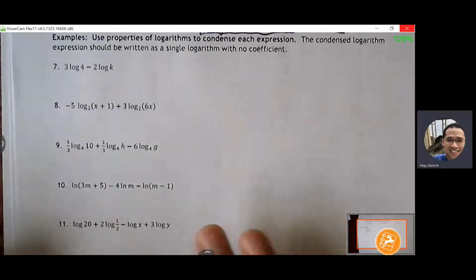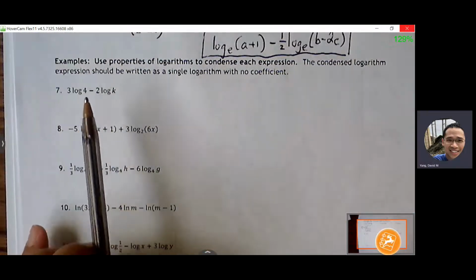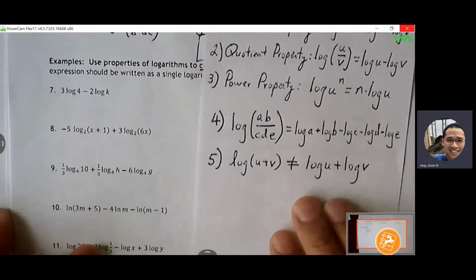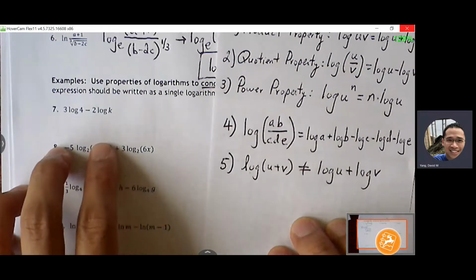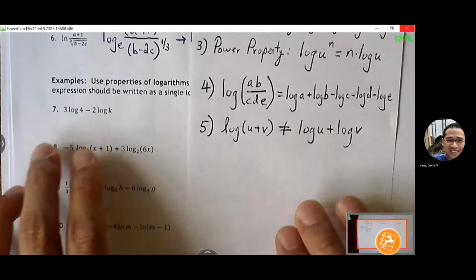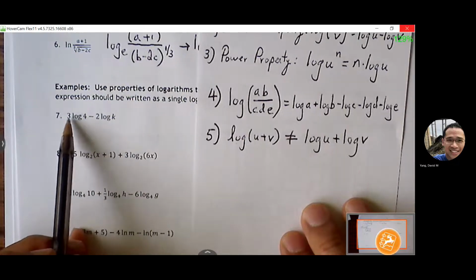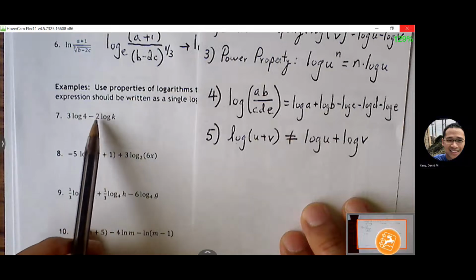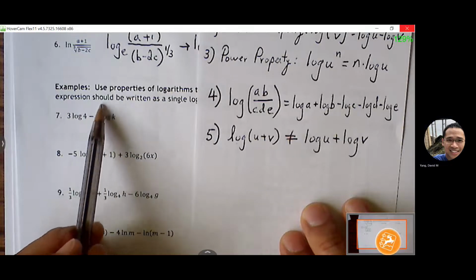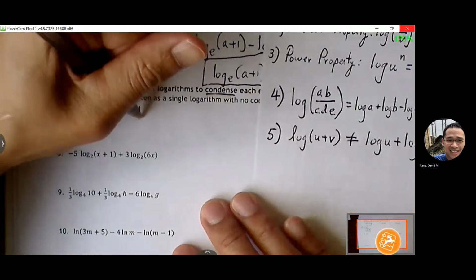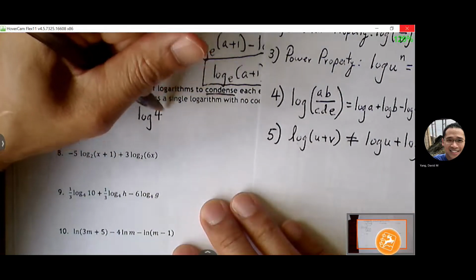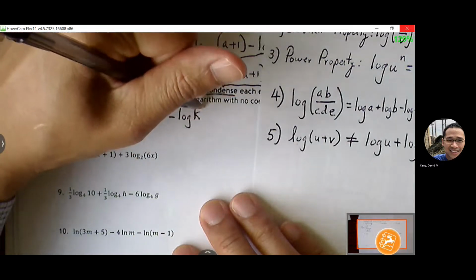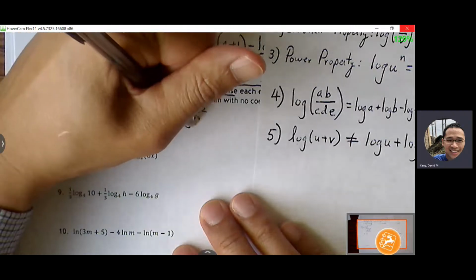Okay, so let's start looking at number 7 here. So we want to condense. When we condense, let's not look at product and quotient. Let's look at power. What can we do power-wise? Yep, the 3 can go up as 4 cubed, and the 2 can go up as what? K squared, yep. And this is really base 10.